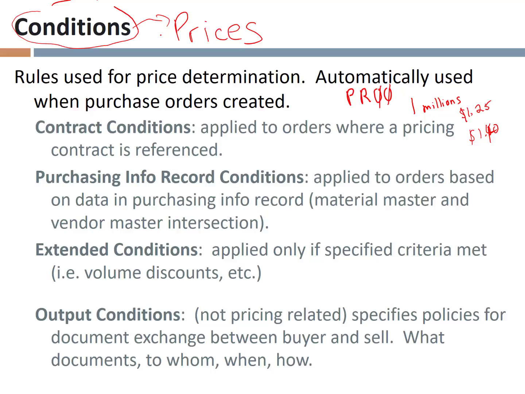And it includes things like, are we actually going to print it on paper and mail it to them? Do we fax it to them? Do we do electronic data interchange? What should the actual format of the documents look like? Those things all fall into the category of output conditions. So the only reason why that's part of this is because, be aware that that's the exception to the rule that the word conditions applies to things related to pricing.